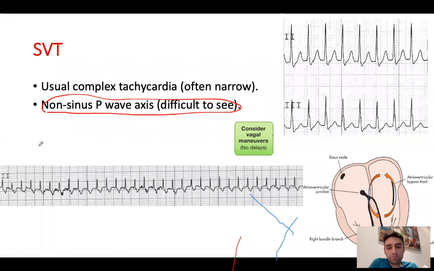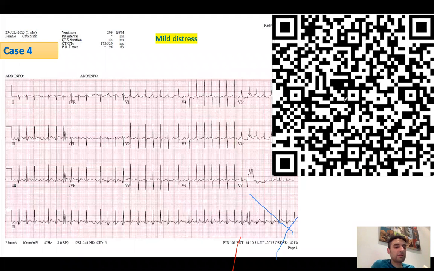Anyways, if you have difficulty seeing P waves and you have a usual complex tachycardia and it's regular, then the first differential would be SVT, and you do vagal maneuvers plus or minus adenosine. That's easy, right? So you don't see P waves nicely, and you give adenosine or do vagal and see what happens. If it terminates, you know it was a tachycardia where the AV node was part of it. You block the AV node, the tachycardia stops. Okay, case number 4.